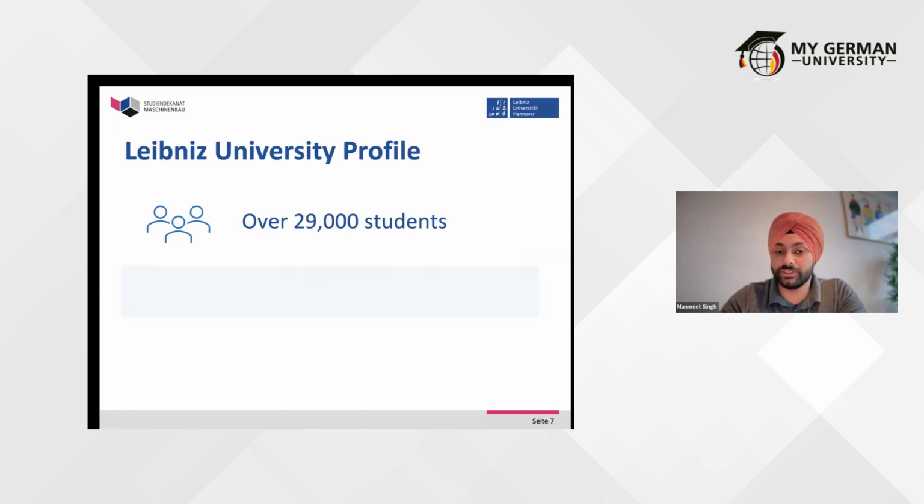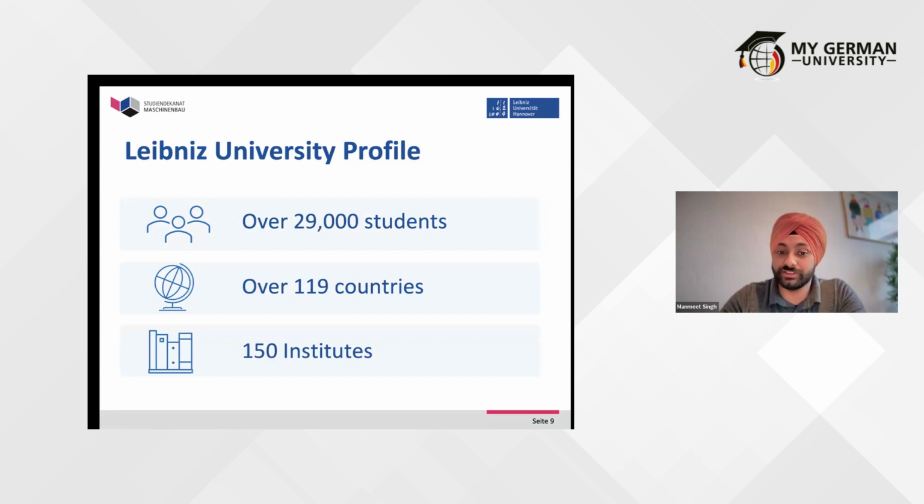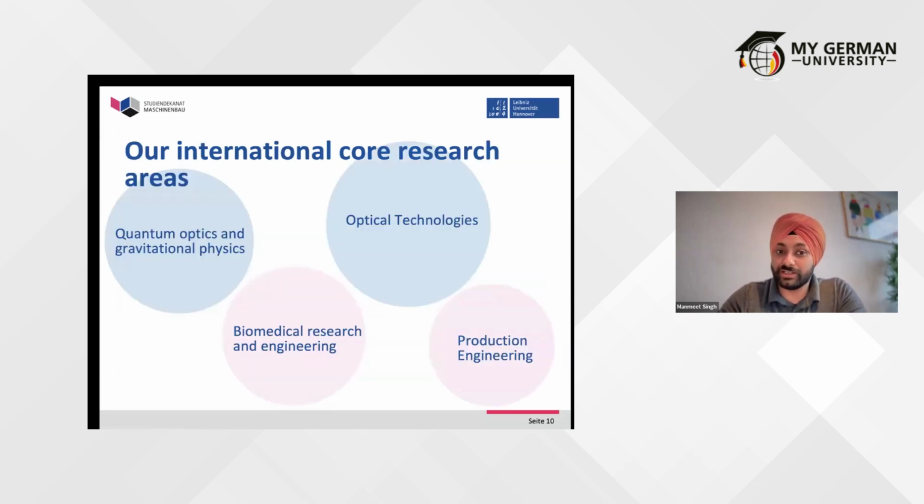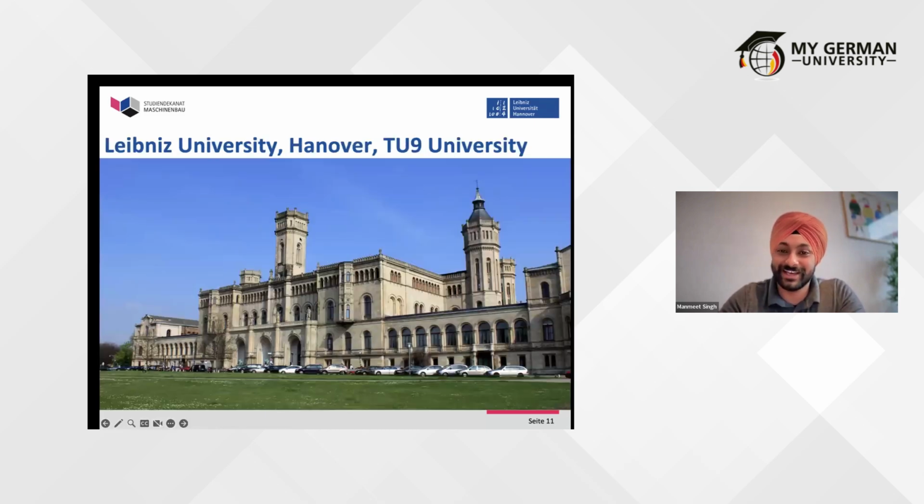Just a bit about the profile of the university. In the university, we have over 29,000 students from 119 countries, and we consist of 150 different institutes. As I told, it's one of those TU9 universities. Our international core research areas are quantum optics and gravitational physics, which also includes the Einstein elevator. Then we have optical technologies, biomedical research, and production engineering. It's not that because we are here to talk about optical that they are written here. I think later on, when I talk about the research institutes, you will get to know why they are our international core research areas.